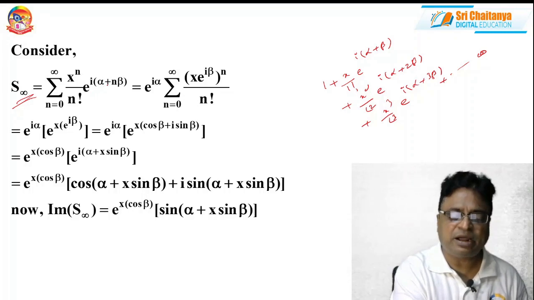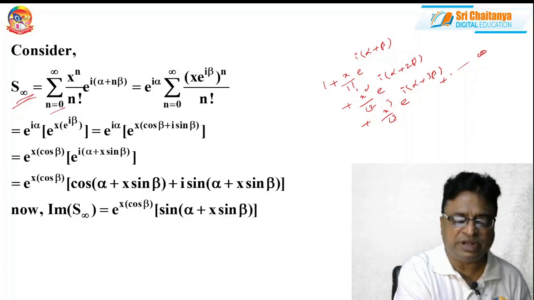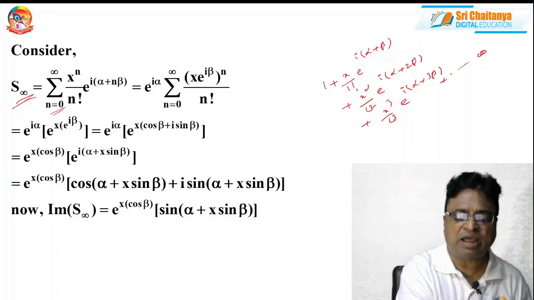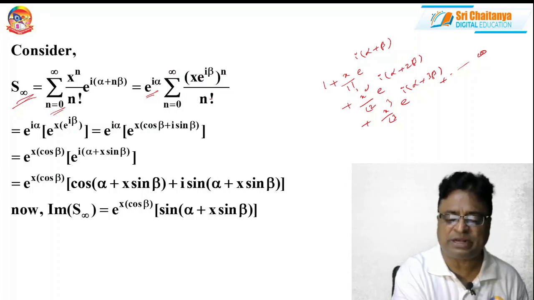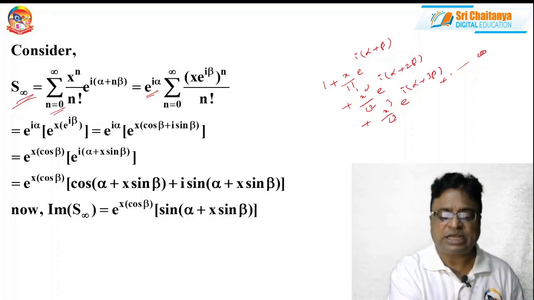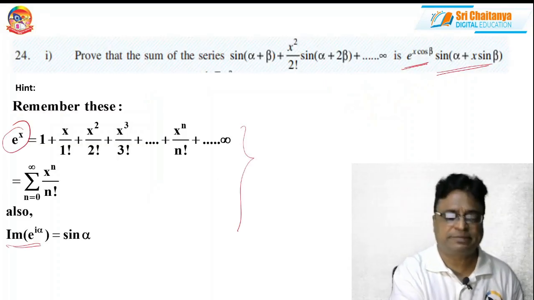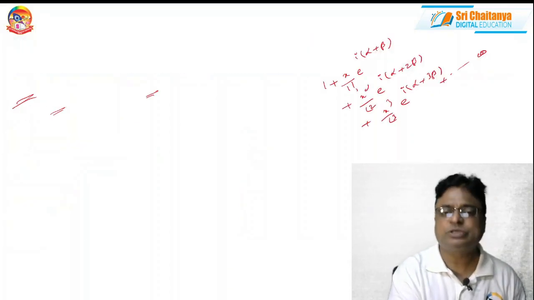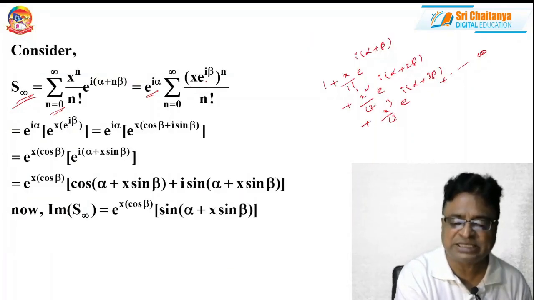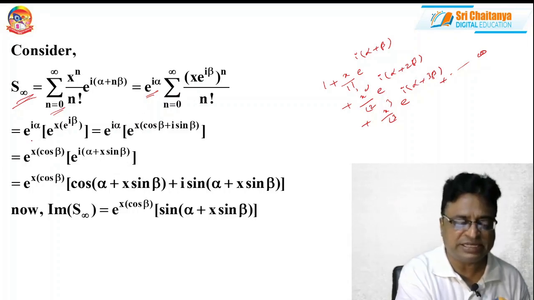And this e power i(alpha plus n beta), I can write it, keeping outside the sigma anything other than the variable, because in the sigma notation n is the variable. So e power i alpha into sigma n equals 0 to infinity of (x e power i beta) whole power n by factorial n. This looks like x power n by factorial n, just like in our previous formula. Whenever it is like this, I can write it as e power x. So since in the place of x, here it is x e power i beta, I can write this as e power i alpha into e power (x e power i beta).